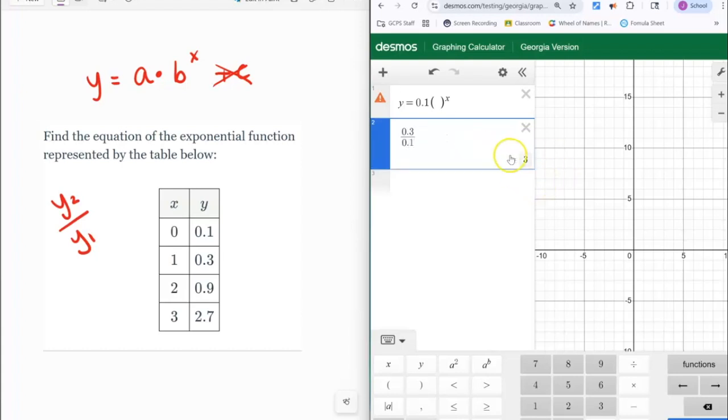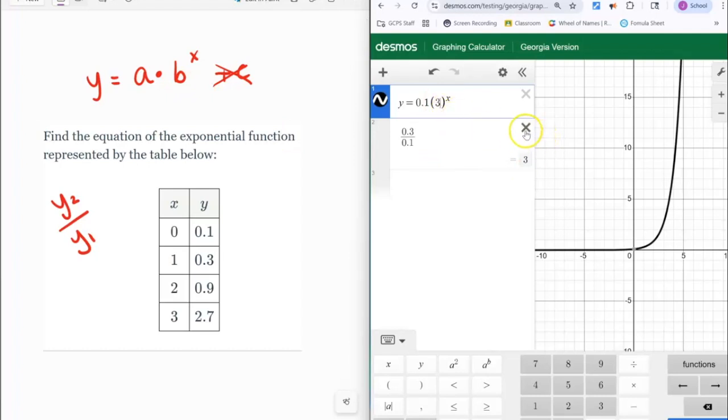You can see that it's 3. So my growth factor, how do I know it's growth? When b is greater than 1, it is growth. When b is between 0 and 1, it is decay. So because this is 3, that is greater than 1, it is an exponential growth factor.